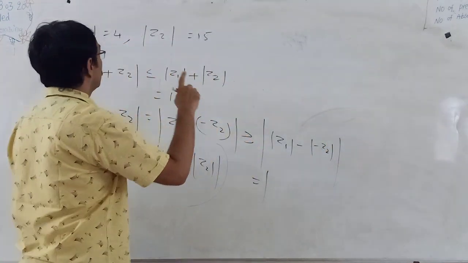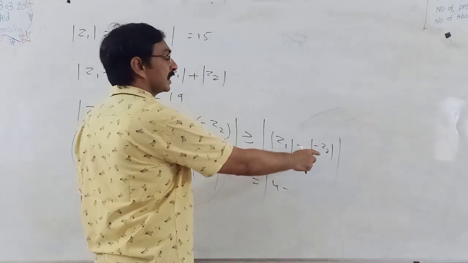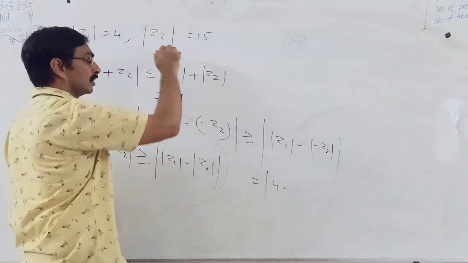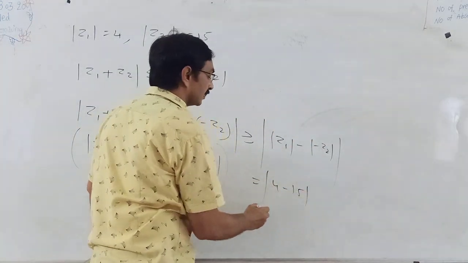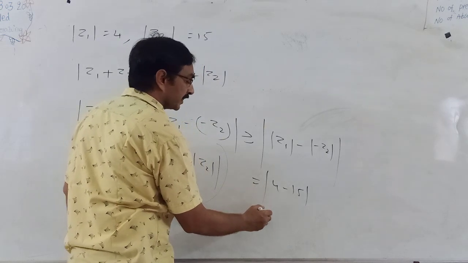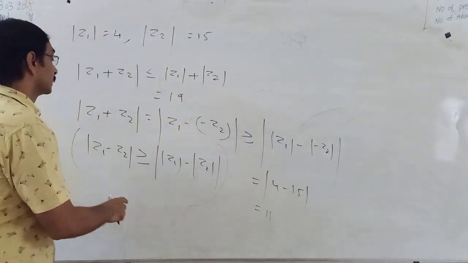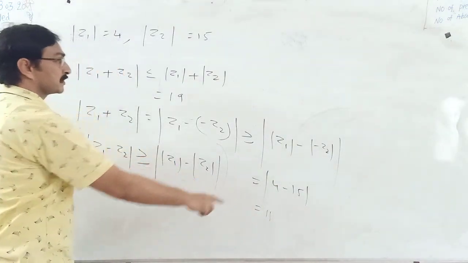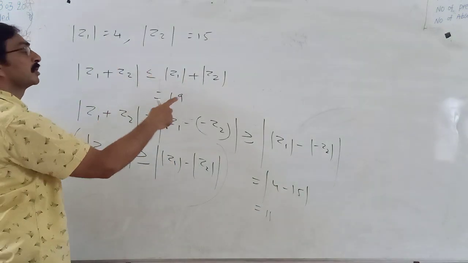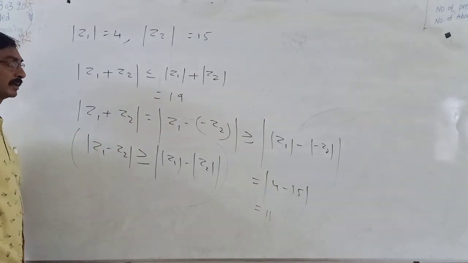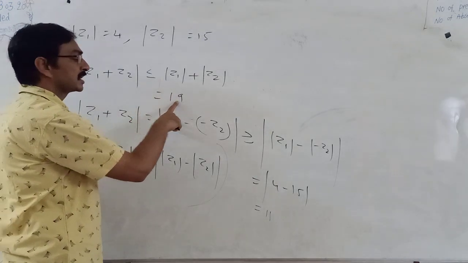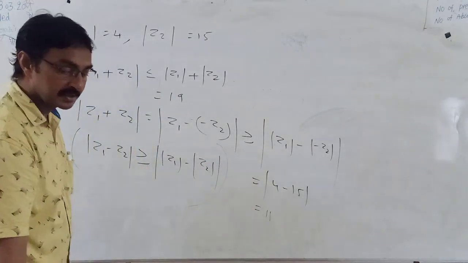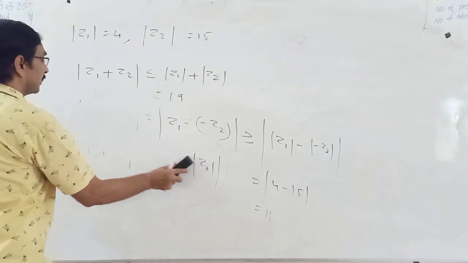From this formula, this is greater than or equal to modulus of first one minus modulus of second one. So it is clear: mod z1 is 4. Modulus of minus z2 is the same as mod z2, 15. 4 minus 15, modulus of minus 11. So this is greater than or equal to 11, which means that is the minimum value. This is less than or equal to 19, which means that is the maximum value. Required is the difference between maximum value and minimum value. So that is 8. It is a type problem.